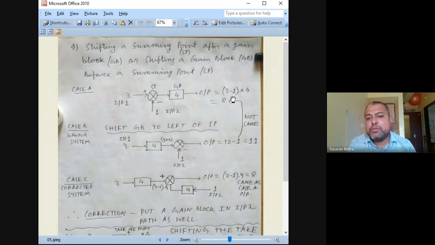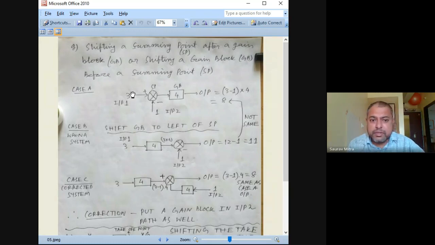Because this was the input, 3 and 2 given, and the output was obtained as 8. But in this case we have just shifted the gain block before the summing point, or the summing point after the gain block, both are the same thing. Then what is the case you can see? Here it is coming to be 1 minus 1, and here this 3 is getting multiplied with 4, so this input is 12, this input is minus 1, so 12 minus 1, 11 is the output.